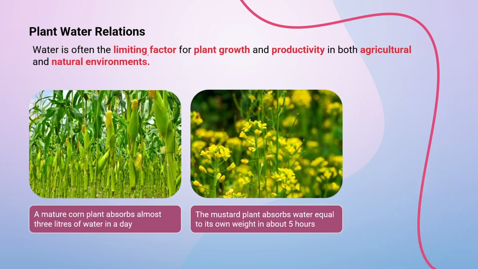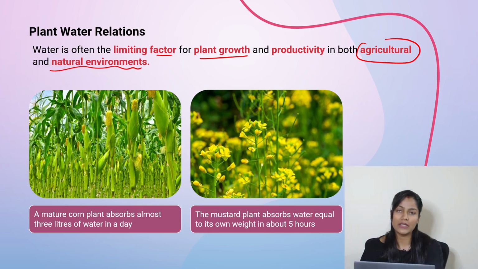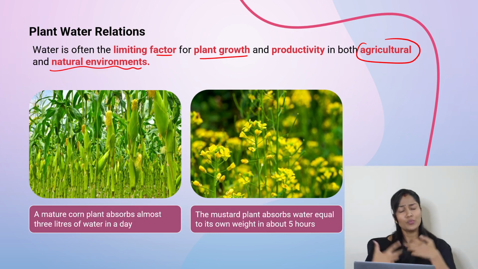So, water is often limiting factor for the plant growth and productivity in both agricultural and natural environment. हर जगह पे हमारे पास पानी स्कार्सिटी में रहेगा क्योंकि रिक्वायरमेंट पानी की बहुत ज्यादा है, प्लांट को बहुत ज्यादा अमाउंट में वाटर चाहिए.